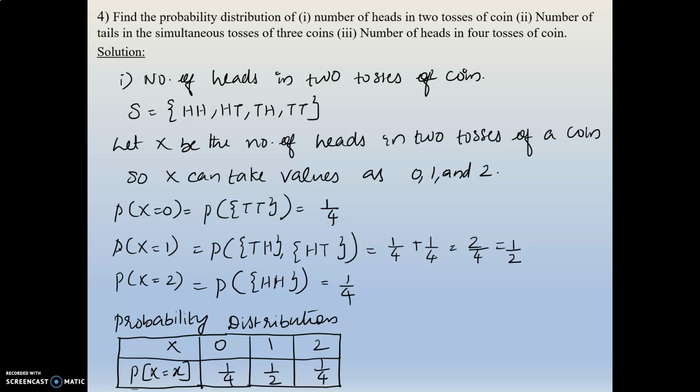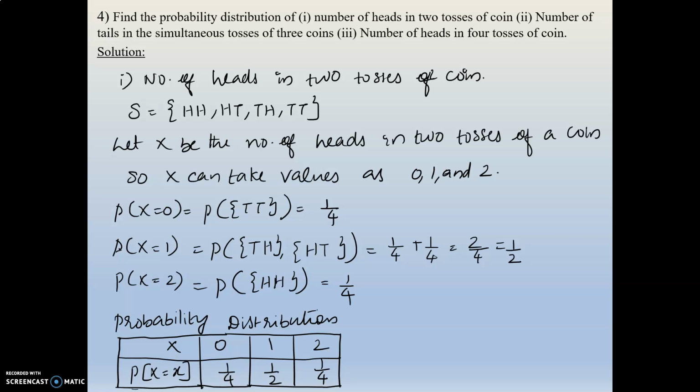Next question: find the probability distribution of the number of heads in 2 tosses of a coin. And the second question: the number of tails in the simultaneous tosses of 3 coins. And the number of heads in 4 tosses of a coin. So the number of heads in 2 tosses of a coin is the first question we are considering.